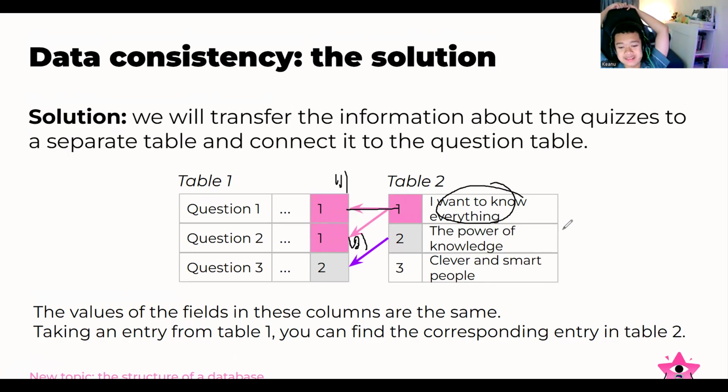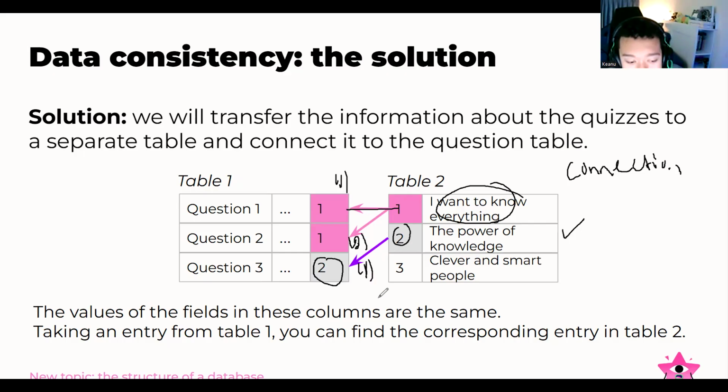This second one is a connection. And also for this one too, we have only how many connections on the two? I mean number two. Only one. Only one connection from table two to table one. So basically the values of the fields in these columns are the same. And taking an entry from table one, we can find the corresponding entry in table two for this one.